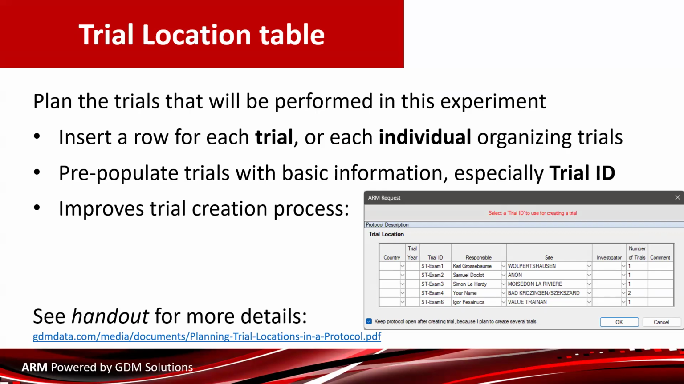You can add a row to this table for every trial itself, or depending on how you're organized and how the trials are distributed, you could create a row for each individual who will be in charge of organizing trials. Two different ways to do it. You can see on the screen here we have a column called responsible, and there's also a column for number of trials.